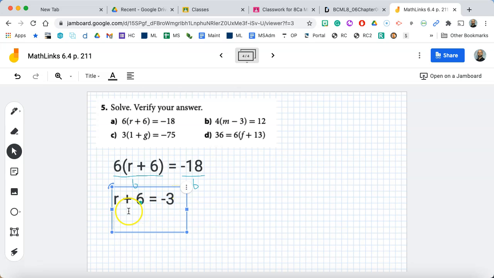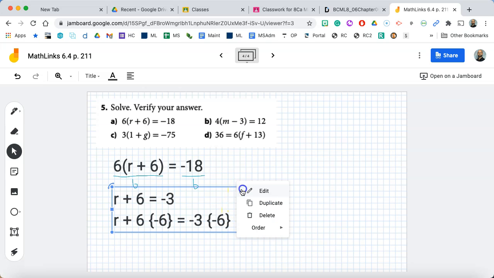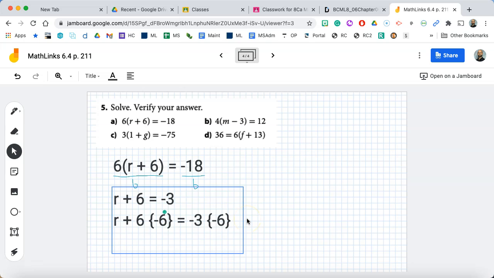All right, what do we do next? Well, we're pretty close to the end. All we need to do is write r plus 6, and we're going to subtract 6 from both sides, because we want to get rid of this 6 here, equals -3 minus 6. Okay, and then that's going to give us r equals -9. A -3 and a -6 put together is a -9. So that's my solution for A.